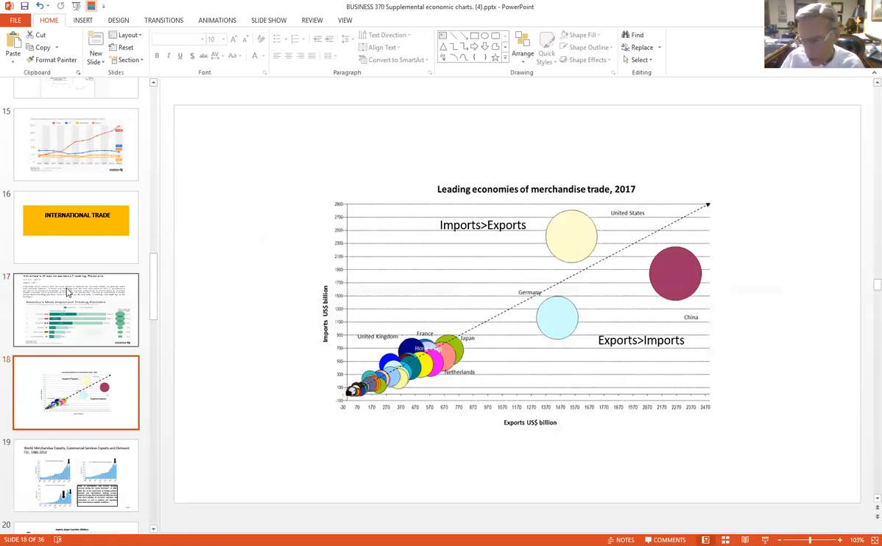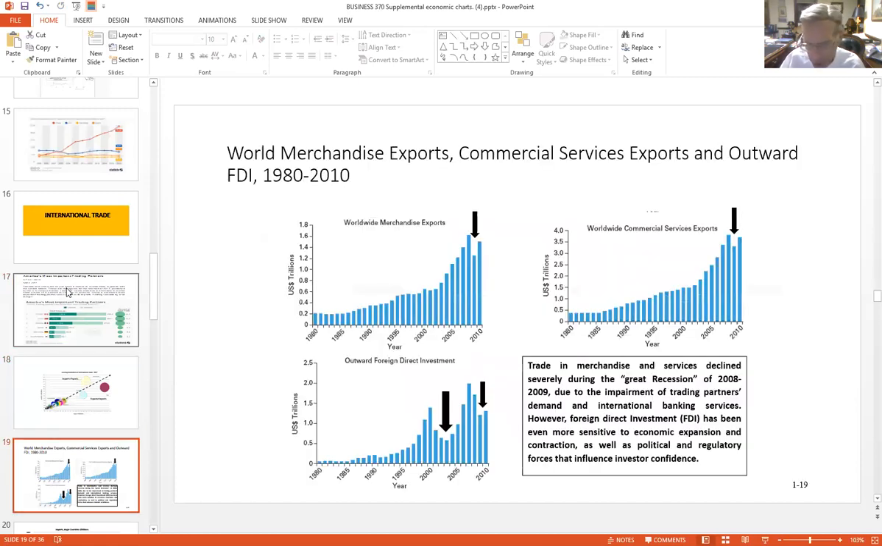This is something that the current administration is trying to deal with. Okay, here are some trends in exports of merchandise and services. And the thing to notice is where the black arrows are. You know, we had a recession, a bad one, in 2008 and 9.